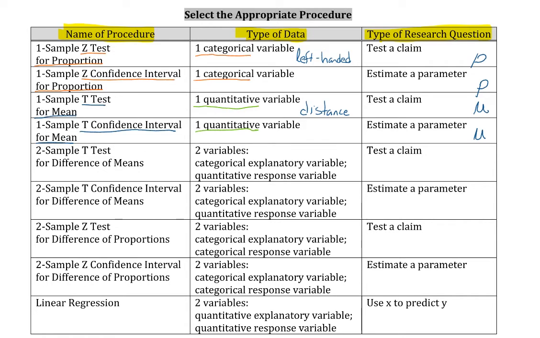It's important to notice that if we're talking about estimating a parameter or testing a claim about the mean, this is when we either use a T test or a T confidence interval. But if we're estimating the parameter P or testing a claim about the parameter P, the proportion, this is where we would use a Z test or a Z confidence interval.